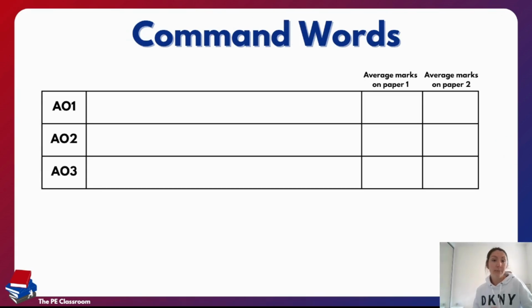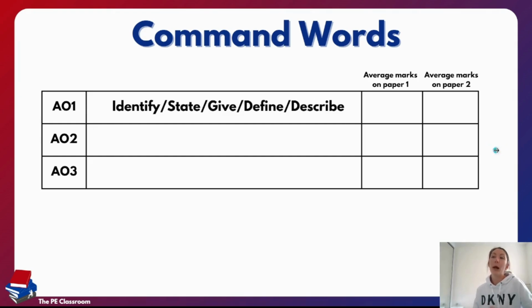In order to answer them, you need to be familiar with the different command words that can be used in each AO. If you see the word identify, state, give, describe, etc., that is normally linked to an AO1 question. So immediately we know that it's only asking for a very small bit of information, whether that's a one-word answer, a small phrase, or a description of something. If it says state so-and-so, you would literally just state the fact. You state what it is.